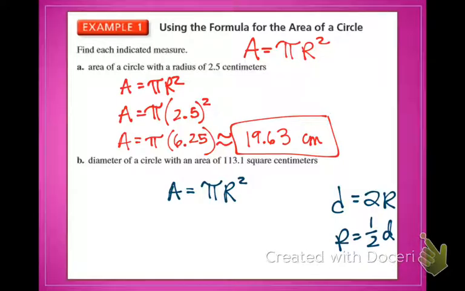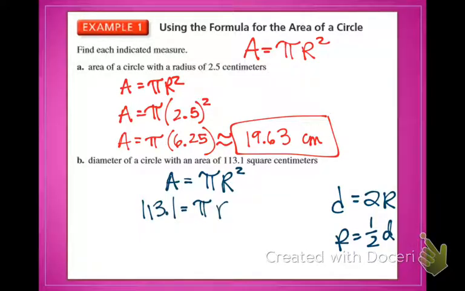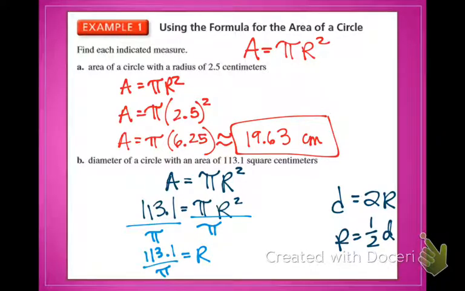Where do I plug in 113.1? For A, 113.1 equals pi r squared. This is where a lot of students make a mistake. You have to get r by itself, and you have to get r squared by itself. So you're going to divide by pi. I would leave it in terms of pi again. You're in the middle of a problem, so I would leave it. How do you get rid of a square? Square root. Squares and square roots are the opposites of each other. So I want you to be able to type this into your calculator. You will get a whole number. So all of you, type it and write it down.